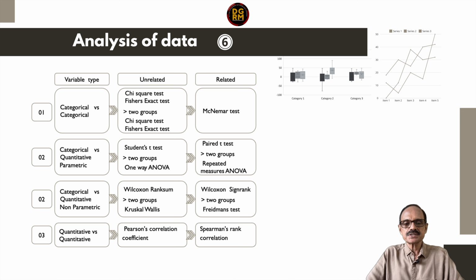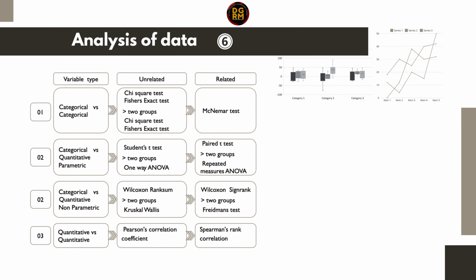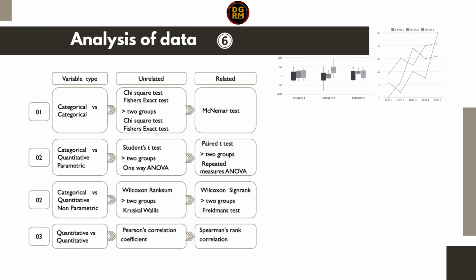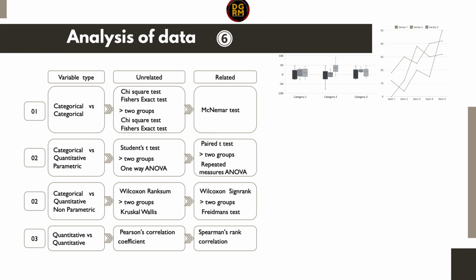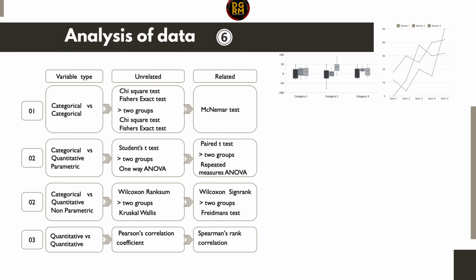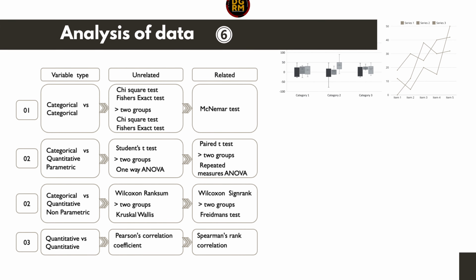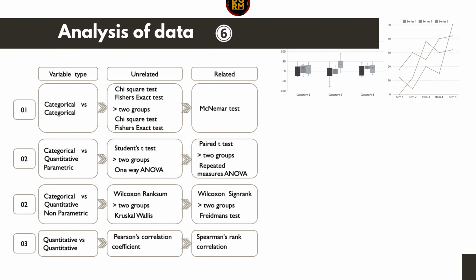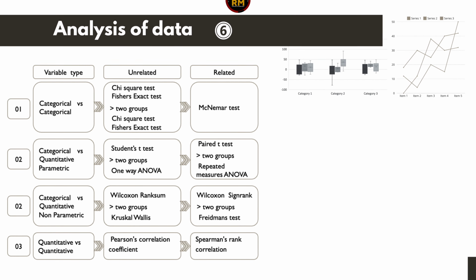Categorical versus quantitative, but it is not following normal distribution. Then we have to go for a non-parametric test. Same conditions: if it is unrelated and we have two groups, then we can go for the Wilcoxon rank-sum test. And if it is more than two groups, we go for the Kruskal-Wallis test. If it is related, that is before and after, and it is not following normal, then we go for the Wilcoxon signed rank test. If it is more than two groups, then we go for the Friedman test.